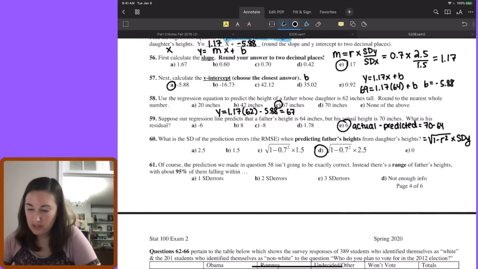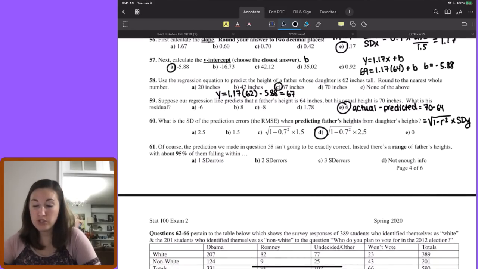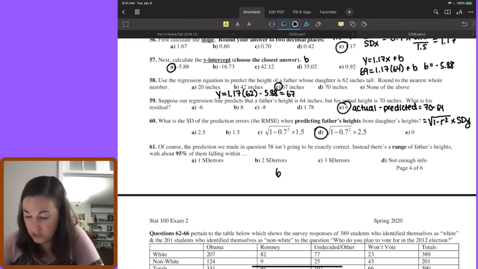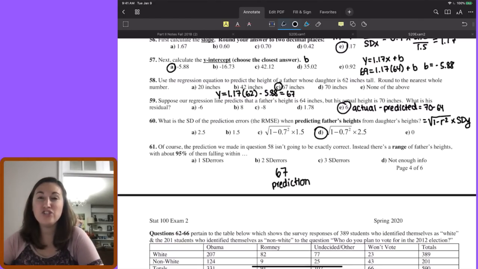Cool. Okay. So, 61. It says, of course, the predictions we made in question 58. So we predicted 67 inches. This is our prediction. It isn't always going to be exactly correct, right? Because regression is our best estimate, but unless there's a perfect correlation, we're not going to be making perfect predictions every time. It says instead there's a range of father's heights with about 95% of them falling within what range.